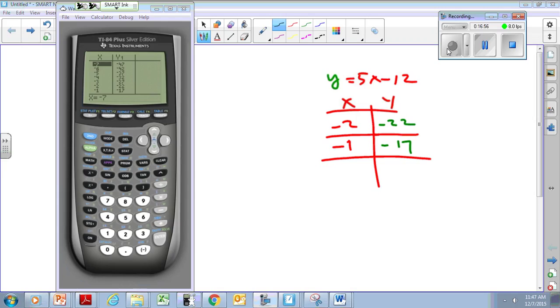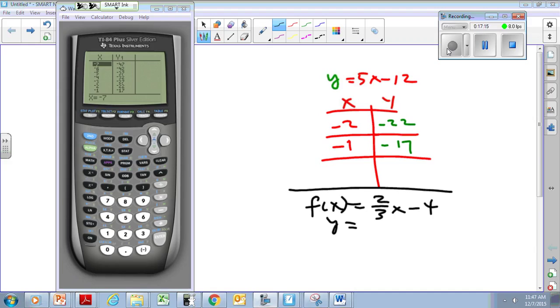Number 11, here's the hint on this one. Even though they have the function notation, they have what f of x equals, 2/3 x minus 4. f of x is like a nickname. My name, my first or second name. My name is Thomas. My middle name is Enrique. You can call me f of x, or you can call me y equals. They're both the same thing. They're both the same person. It's just a different way of calling it.